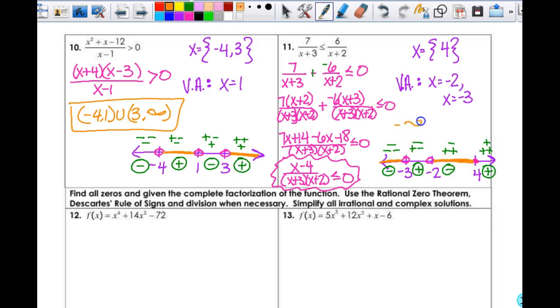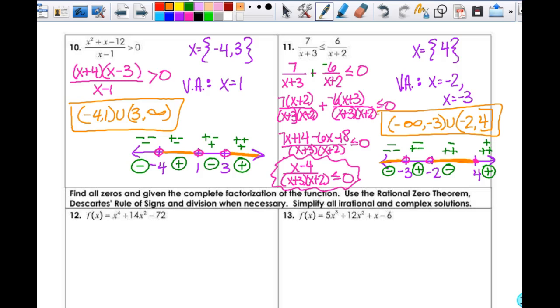I'm going to go from negative infinity to negative 3. Never include the infinities. This is an open circle. Then from negative 2 to 4, this is an open circle. And this is closed, so I get a bracket. There are my intervals.